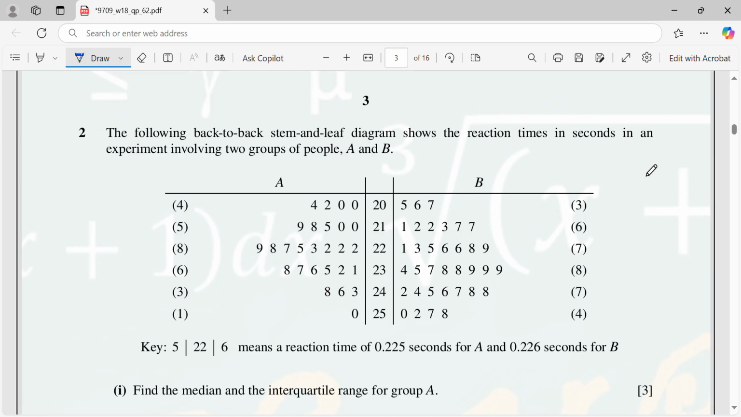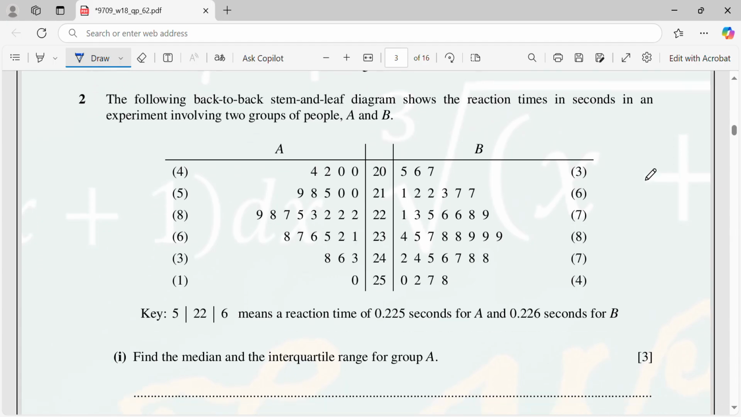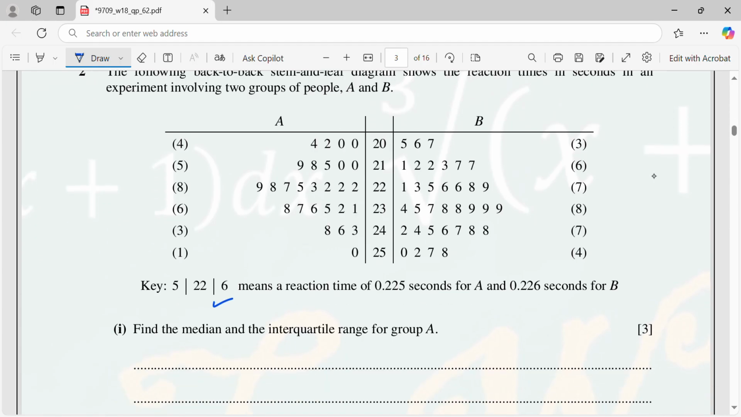Okay, question number 2. The following back-to-back stem and leaf diagram shows the reaction times in seconds in an experiment involving two groups of people, A and B. Now, given the key, 5|22|6 means 0.225 seconds for A. So we read in this way, and 0.226 seconds for B. Okay, so this is A, here is B.